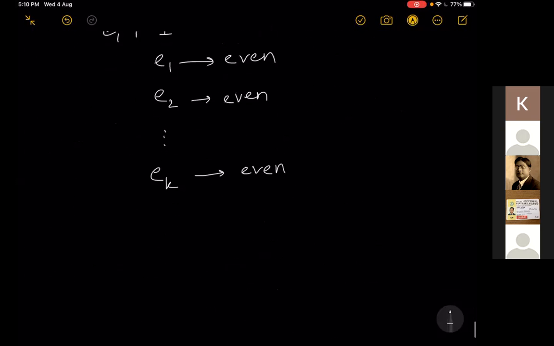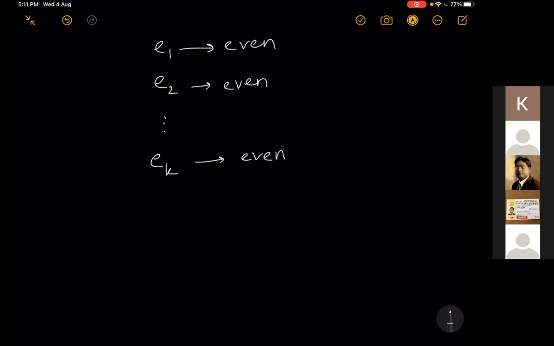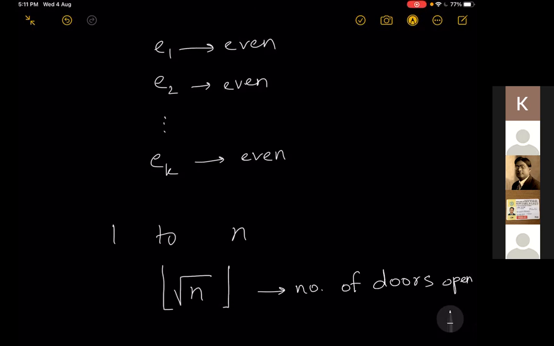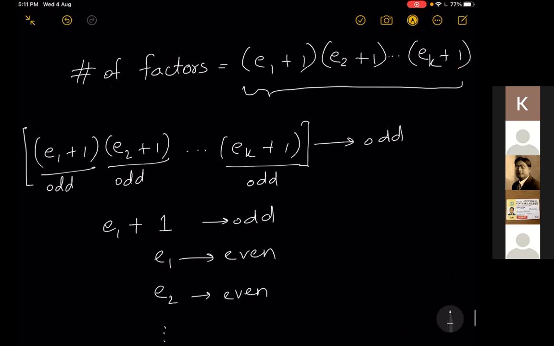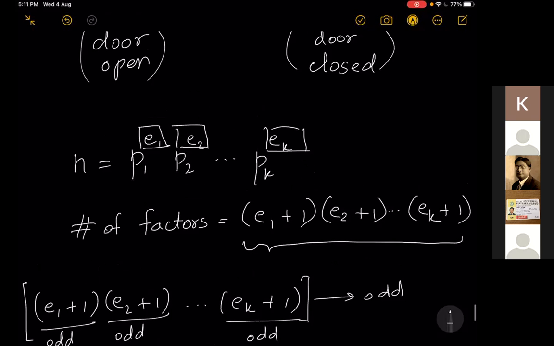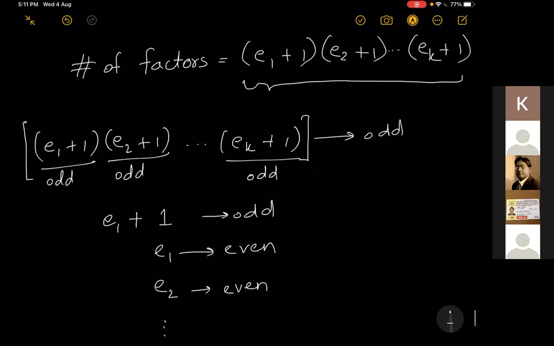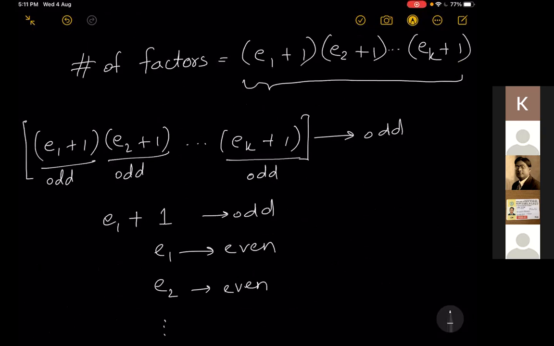Only perfect square doors remain open. So from 1 to 1000, all the perfect squares, I don't know how many, 31 I think, only those will remain open. Like in general from 1 to n, take the square root of n and round it down. That will be the number of doors open. For 1000 it is 31. The answer is not important, the process is more important, how we understood that it is 31. Why only perfect squares? Only a perfect square has all these powers even, so the number of factors for perfect squares is odd, and for any non-perfect square the number of factors is even.